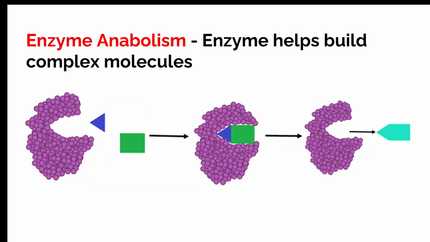And likewise, the opposite of that is going to be enzyme anabolism. This is where enzymes help build complex molecules, where we want to make something more complex. So we have two smaller subunits being combined together. Again, the idea of induced fit still exists here, so you can see that the enzyme kind of conforms around the substrates. And finally, when the final product is made, the enzyme will release it and then proceed to repeat the reaction again.